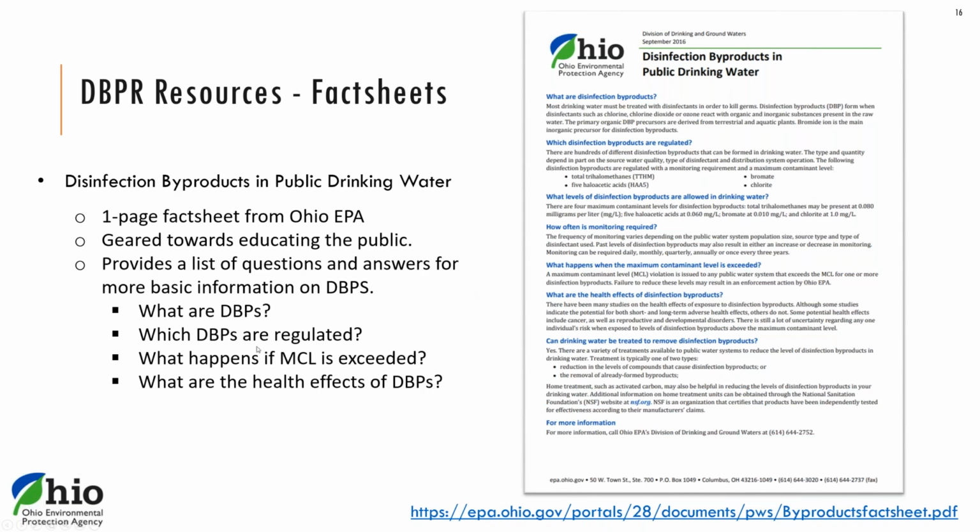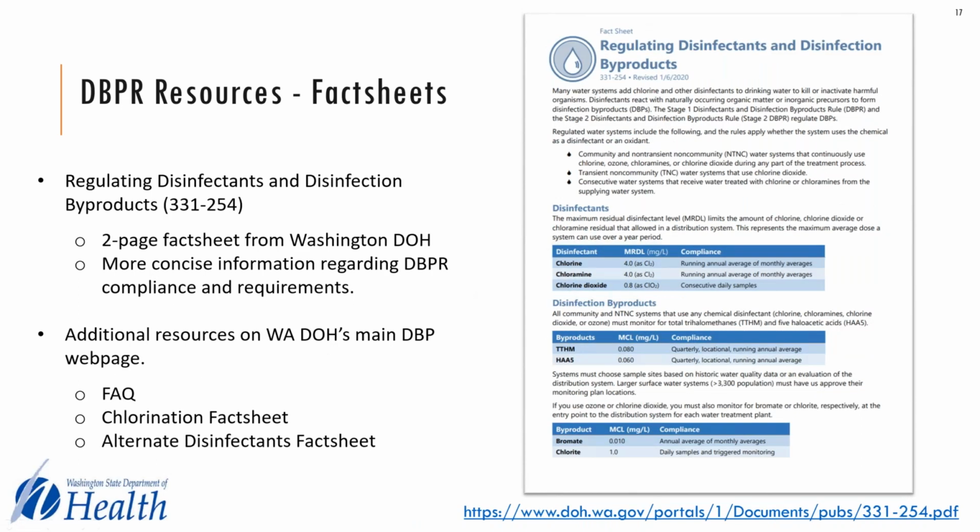The next fact sheet is a 2-page fact sheet from the Washington Department of Health. This fact sheet is geared more towards new operators learning about DBPR and provides information on what DBPs are, who the rule applies to, and monitoring requirements. I decided to include this because Washington DOH has a great webpage on DBPs.